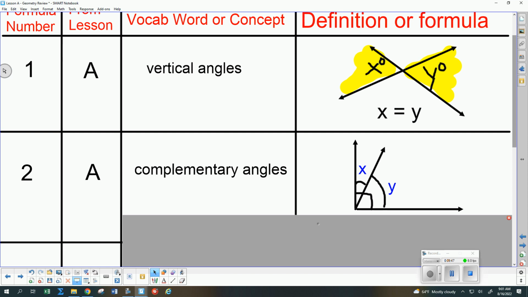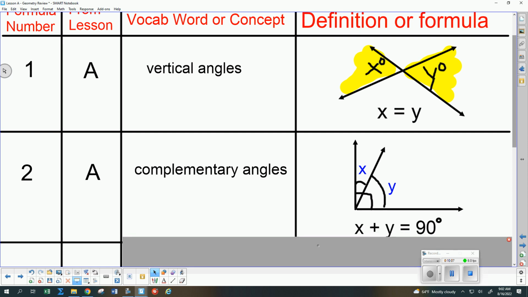Complementary angles, who remembers about complementary angles? And I've got a picture clue up there for you. Is it Riley? Two angles that if you add them together, make 90 degrees. So draw your picture, label that this is a 90-degree angle, mark where the X and Y are, and then write down that X plus Y is 90 degrees.